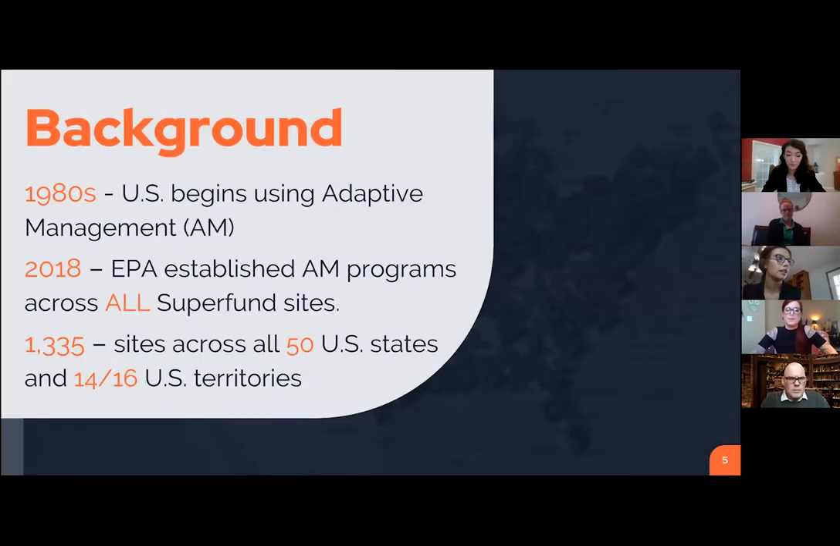To give a little bit of background on the research topic, the United States government has utilized adaptive management approaches to address complex environmental resource issues since the 1980s. However, in 2018, the EPA began establishing these adaptive management programs across all 1,335 Superfund sites spanning across the US.